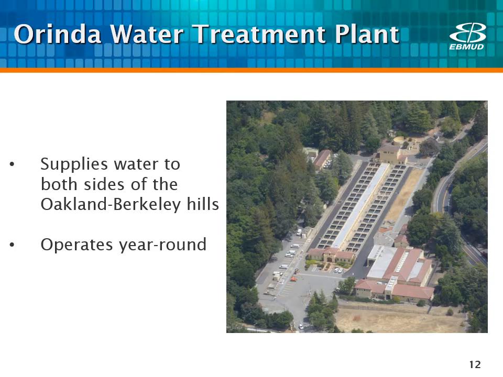The Orinda water treatment plant has a capacity of approximately 190 million gallons per day and supplies water to both sides of the Oakland-Berkeley Hills. This plant operates continuously, 24/7, year-round. During the summer months, much of the water treated at the Orinda water treatment plant is sent to customers west of the Oakland-Berkeley Hills via the Claremont Tunnel.